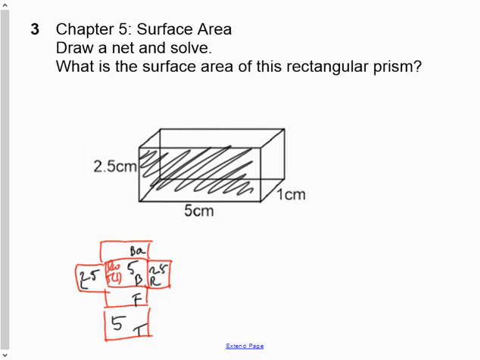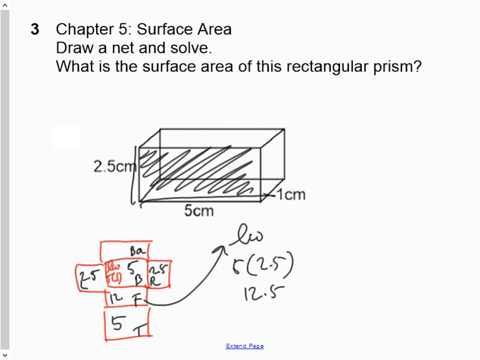And then finally, if we look at the front, and there's the front face of this particular prism, it is 5 by 2.5. So if I was to write it up here as a formula, length times width, it would be 5 is the length, 2.5 is the width, and 5 times 2.5 is 12.5. So this has an area of 12.5 centimeters squared, and this has an area of 12.5 centimeters squared.